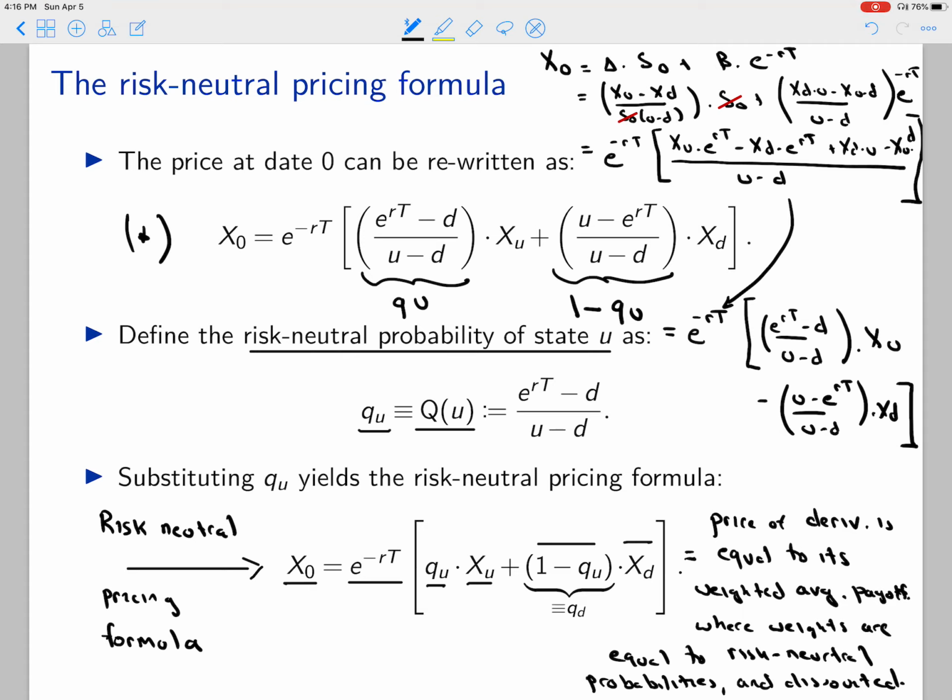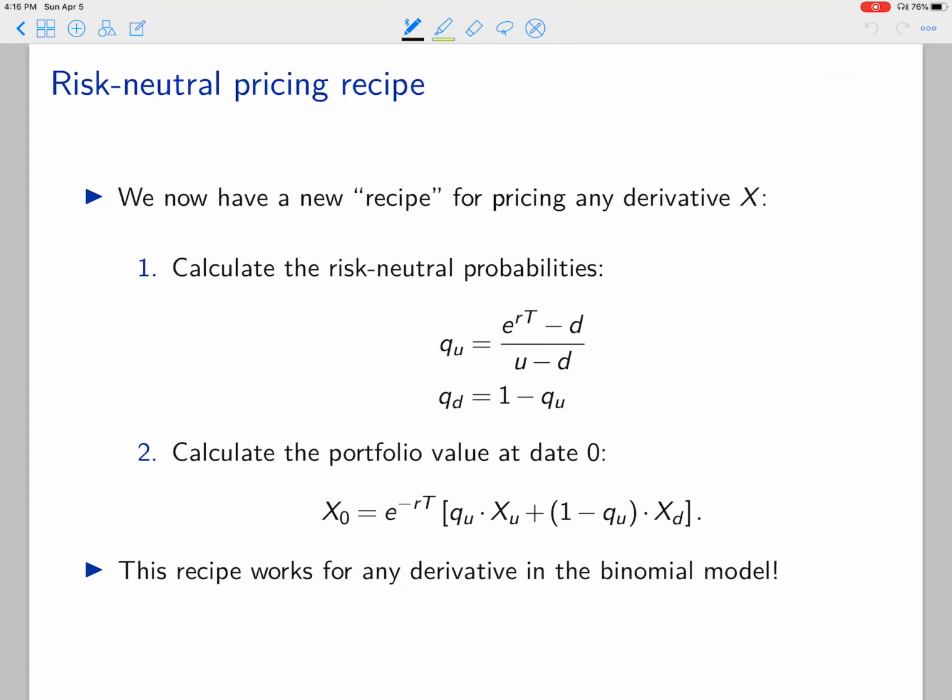As of right now, this is just a mathematical trick. Once we solve for Q sub U, as we'll see in this practice problem, the pricing is almost going to be automatic. But as of right now, it's just a mathematical trick, no real economic interpretation yet. So the risk-neutral pricing formula gives us this simple recipe for pricing the derivative. Again, there's just 2 steps in this recipe.